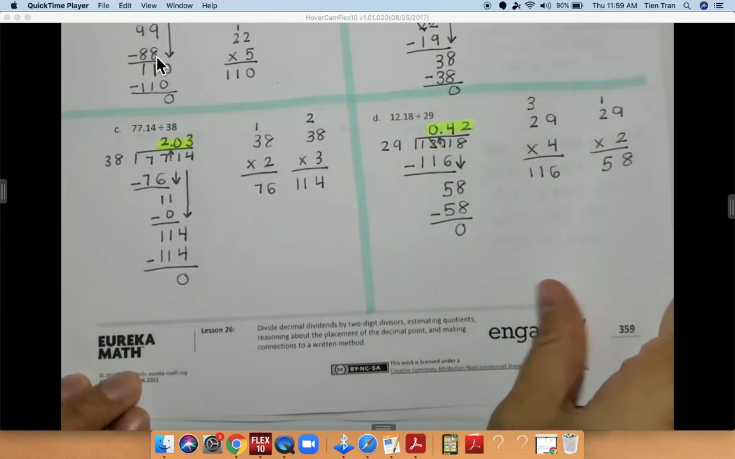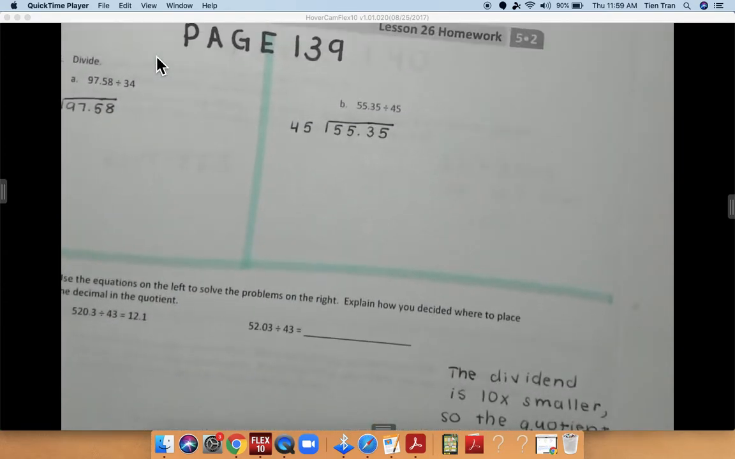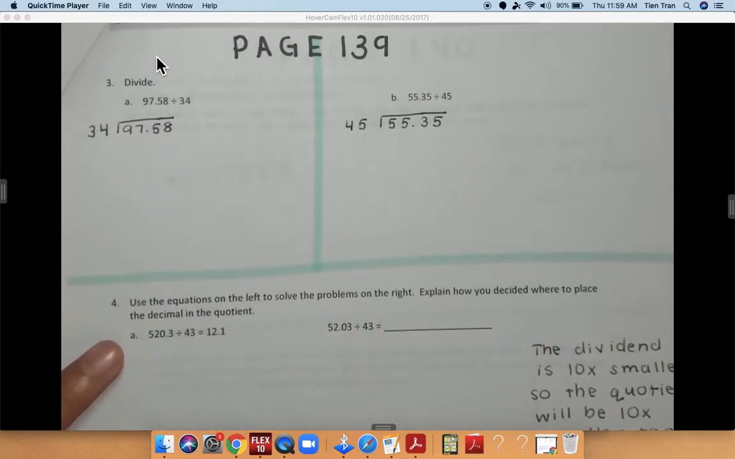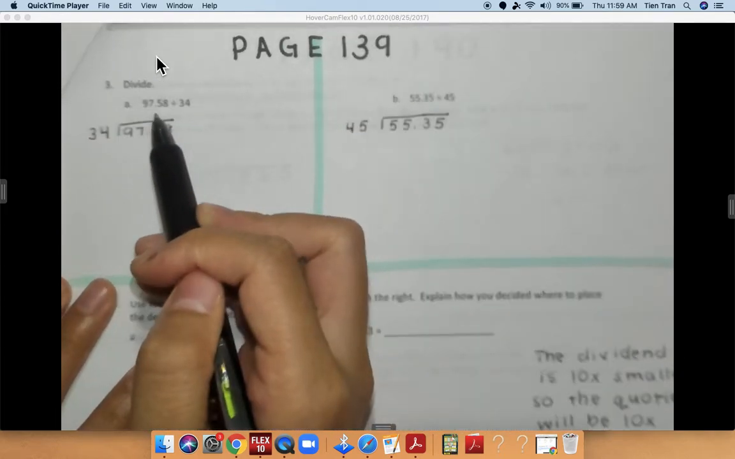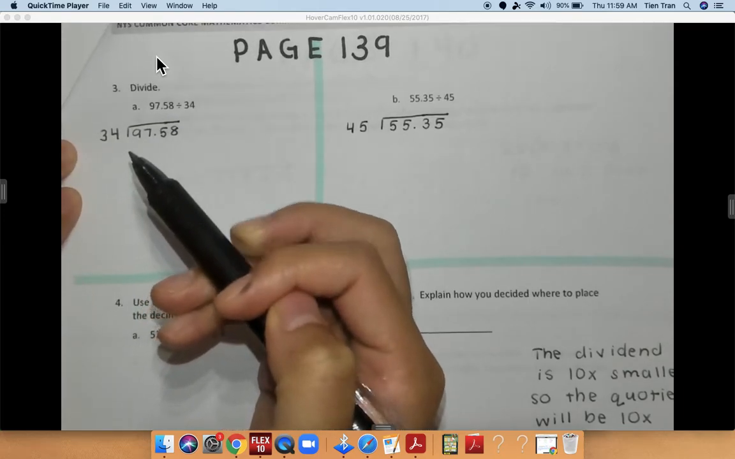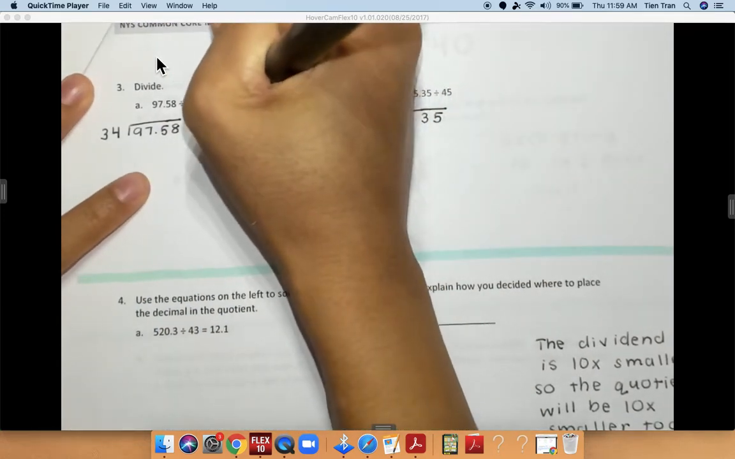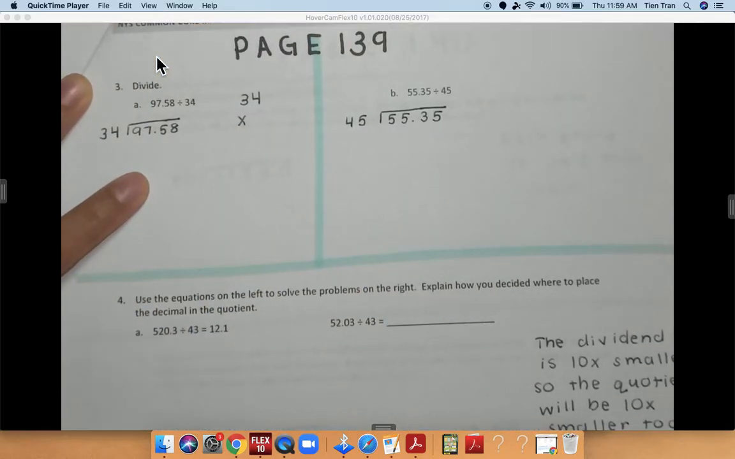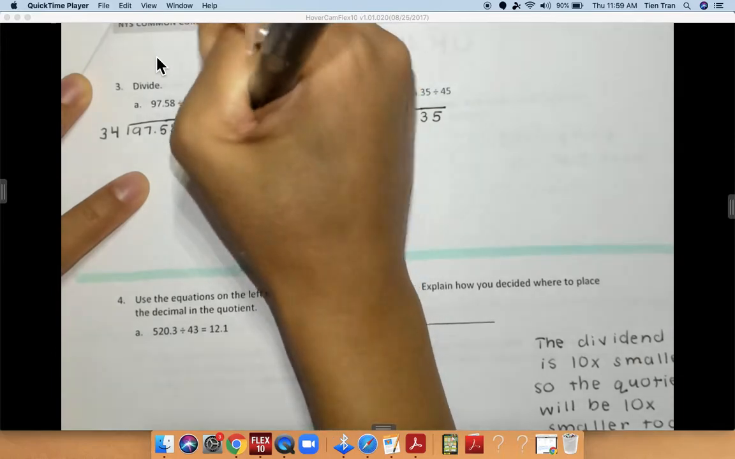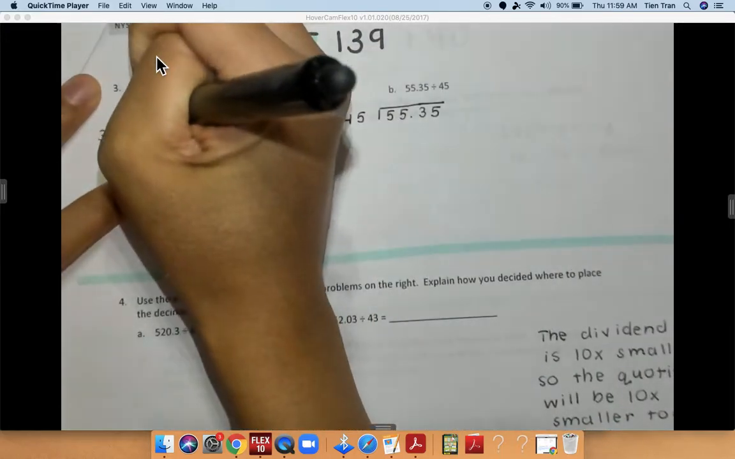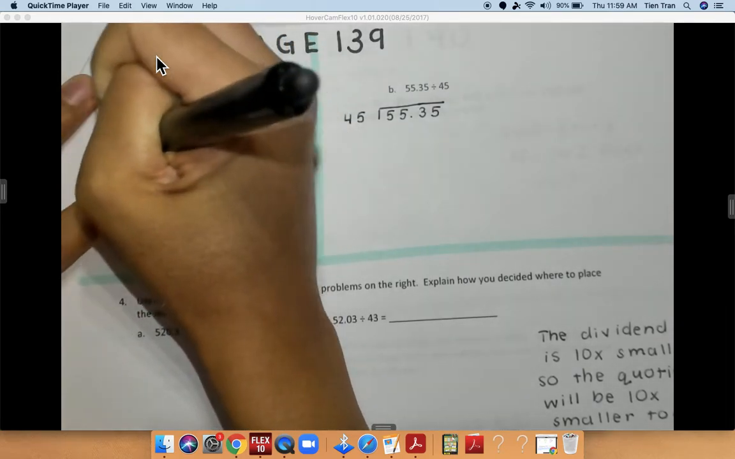Okay, now I'm going to turn my page and I'm working on problem number 3. Again, problem number 3, I am dividing, so I'm doing the same thing as earlier. I have 97 and 58 hundredths, which goes inside as my dividend, and 34 on the outside as my divisor. So now I am multiplying. I'm going to try to figure out how many times can I multiply 34. I'm going to multiply 34 times 2 and see if that works. 4 times 2 is 8, and 2 times 3 is 6. So I'm going to use 68.